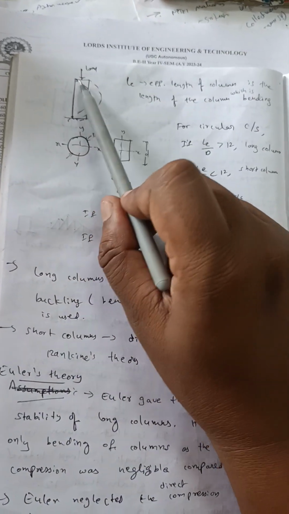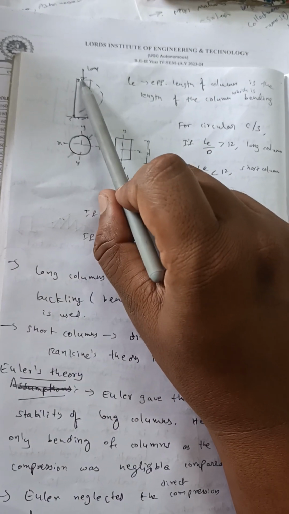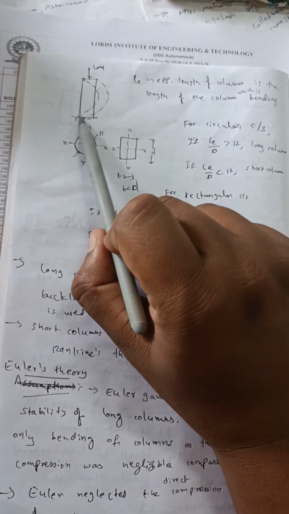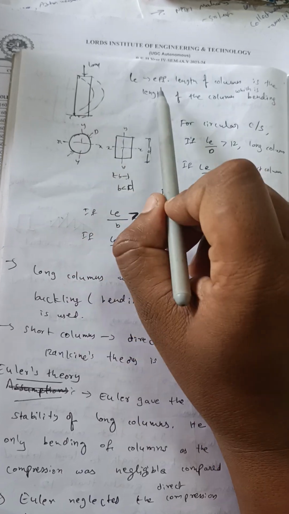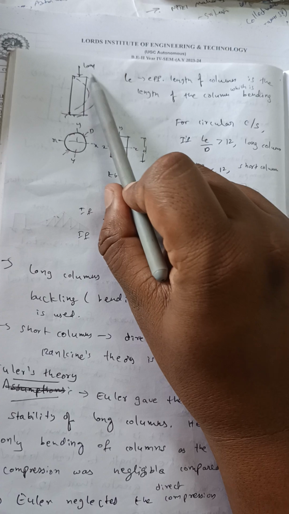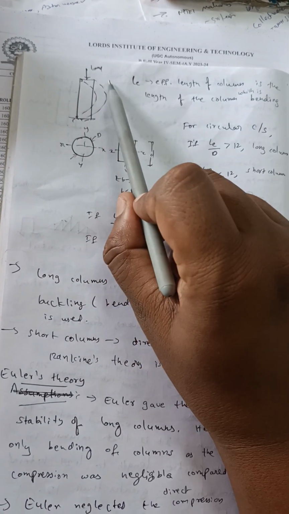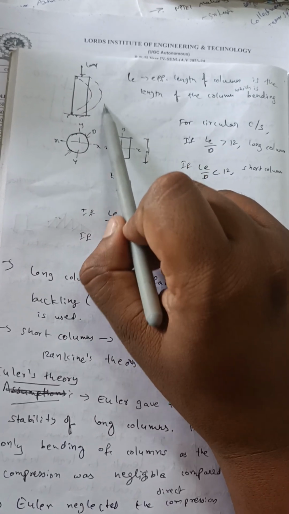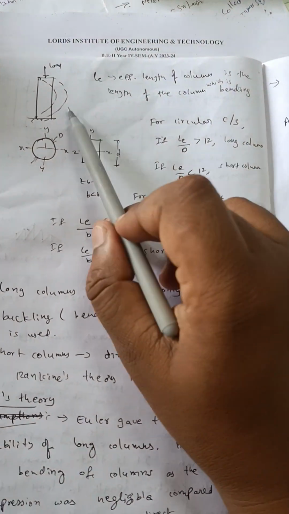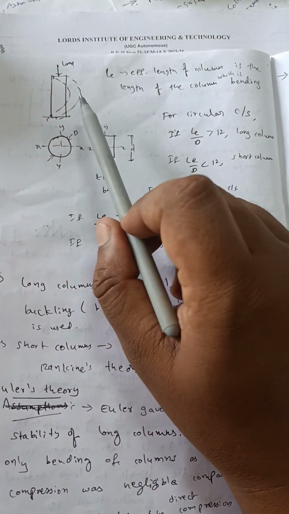Suppose you take a column and a compressive load is coming on it, then due to this load there will be some buckling. This is known as buckling. So the effective length of the column is the length of the column which is bending. Here in this case, the effective length is the same as the original length because the bending is from top to bottom. For different cases, let us see in the coming portion.